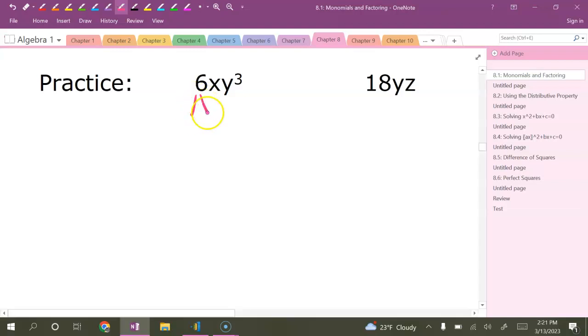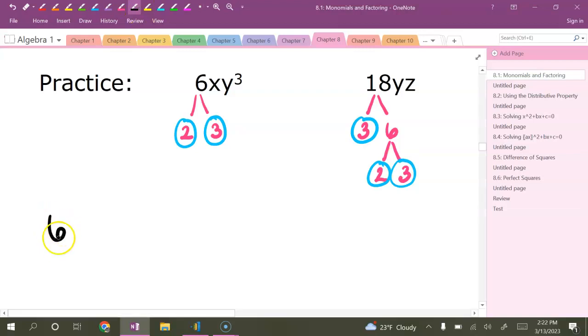So for 6, I factor that to 2 times 3, and those are both prime. For 18, we factor that. I did 3 times 6, and then 6 factors to 2 and 3, and then I get all my prime numbers here.